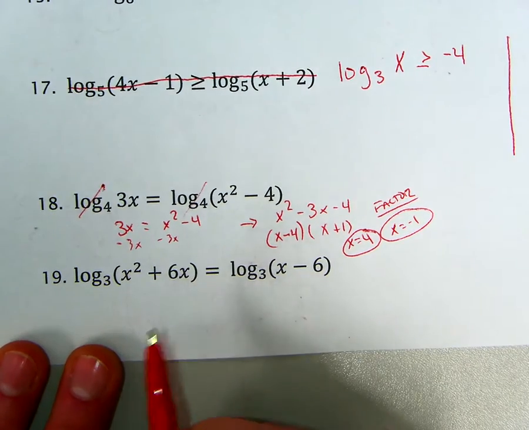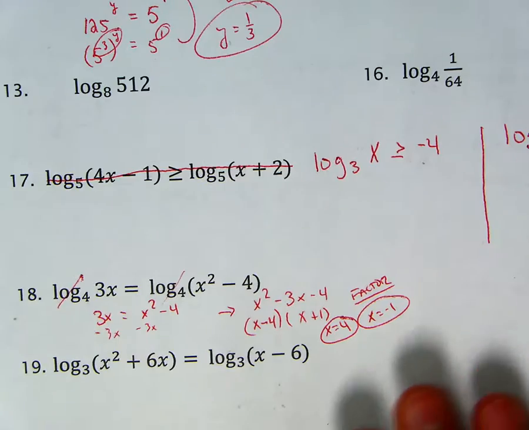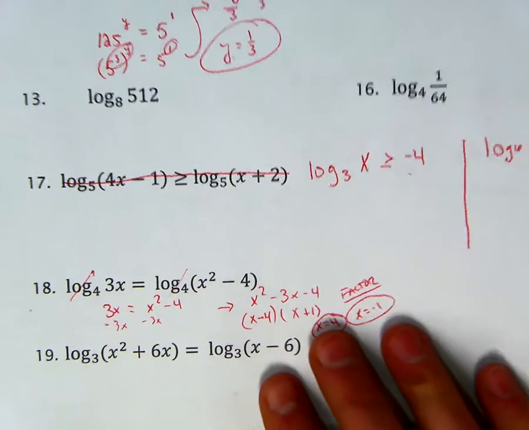Do the same thing for 19. But that's basically a nice review of 8.1 to 8.4.